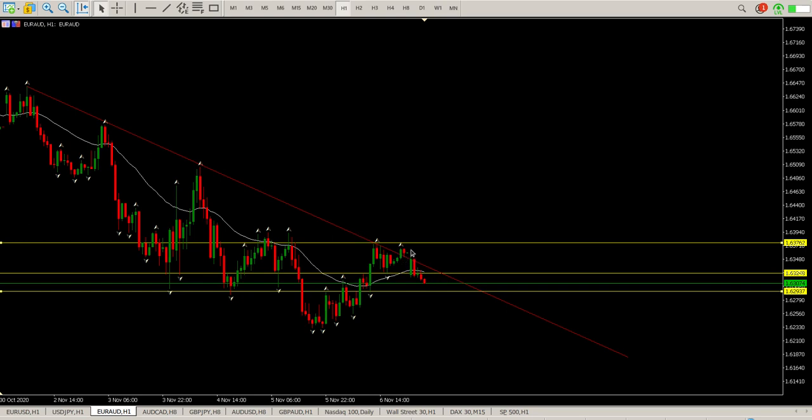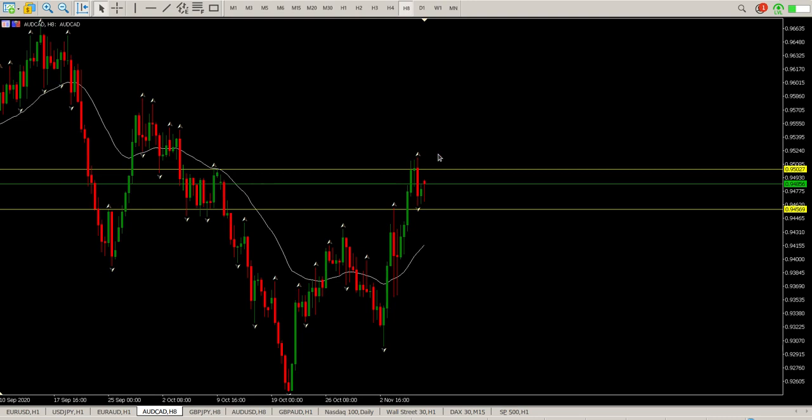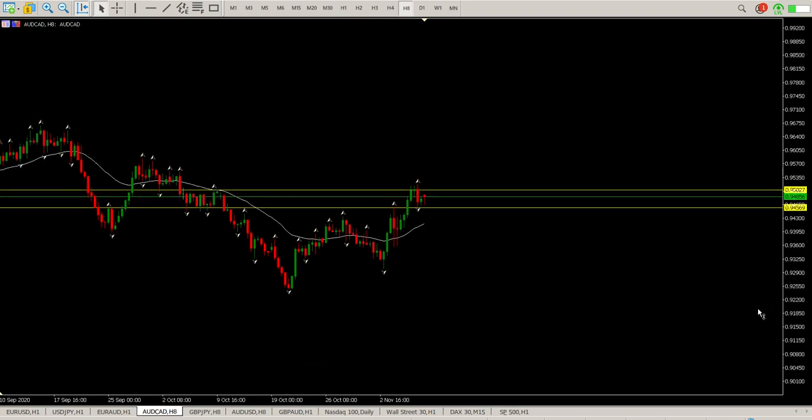Probably if you manage to get short up here, I would still be holding that short. Okay, anyway, so I'm sitting on the sidelines, not really going to watch that today. Aussie dollar, Canadian dollar, another one I'll be sitting on the sidelines.